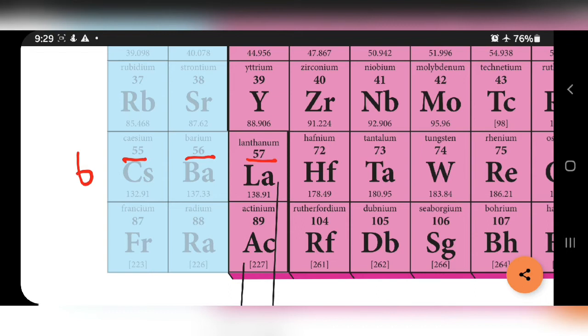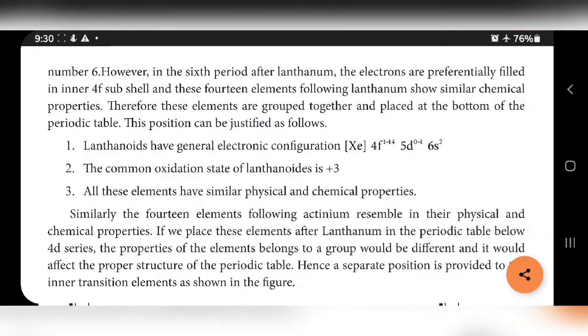So, only these elements are placed at the bottom of the periodic table. All have the same properties, so they are grouped together and placed at the bottom of the periodic table. So, the heading is position of lanthanides in the periodic table. The actual position is group number 3 and period number 6. In these elements, electrons are filled in the 4f subshell.